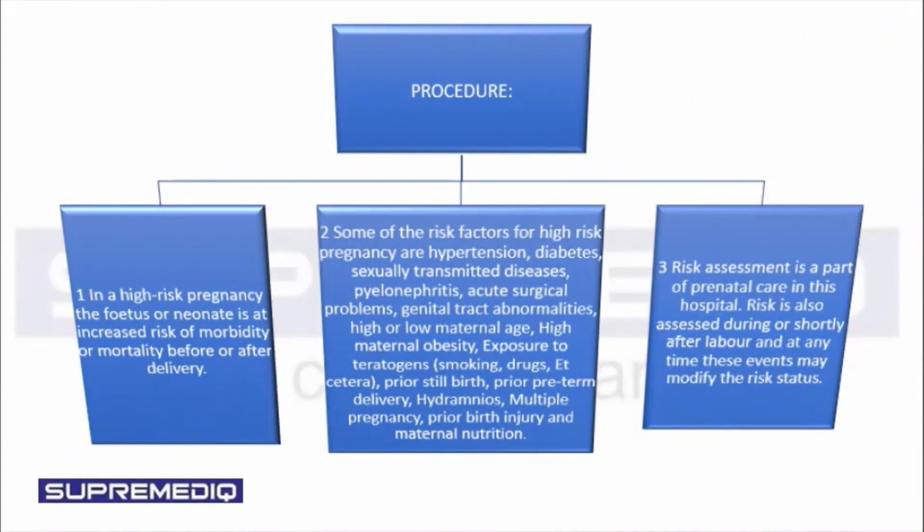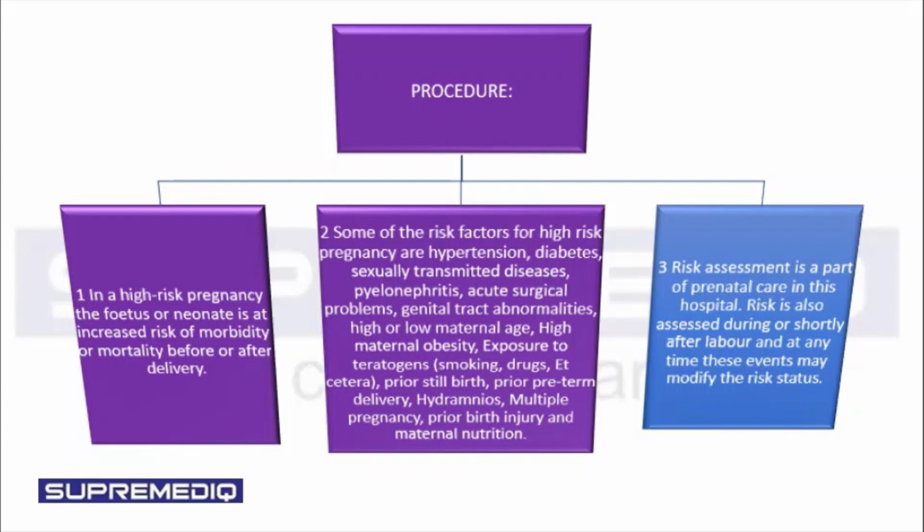Procedure. 1. In a high-risk pregnancy, the fetus or neonate is at increased risk of morbidity or mortality before or after delivery. 2. Some of the risk factors for high-risk pregnancy are hypertension, diabetes, sexually transmitted diseases, pyelonephritis, acute surgical problems, genital tract abnormalities, high or low maternal age, high maternal obesity, exposure to teratogens, smoking, drugs, etc., prior stillbirth, prior preterm delivery, hydramnios, multiple pregnancy, prior birth injury and maternal nutrition.